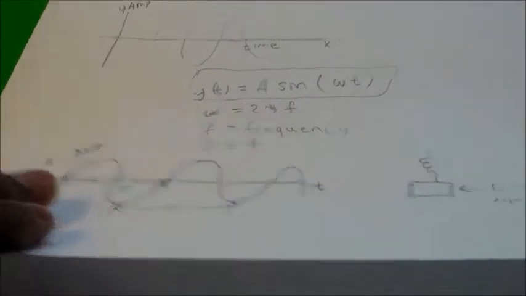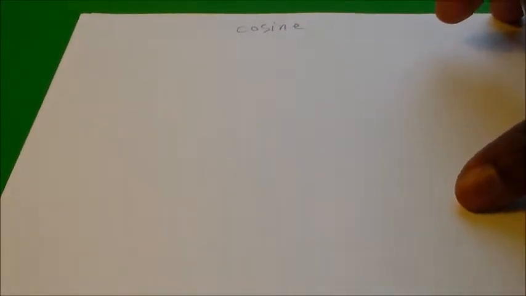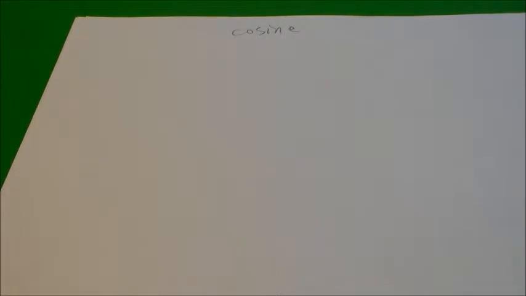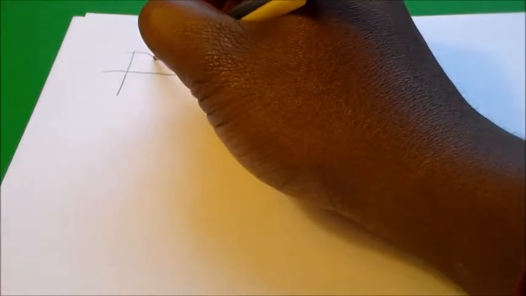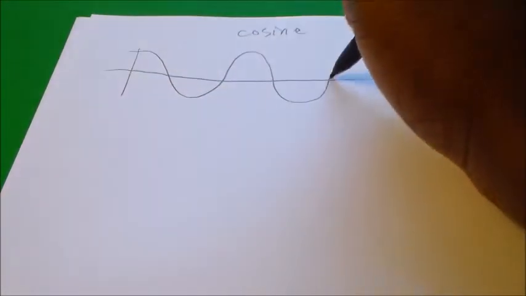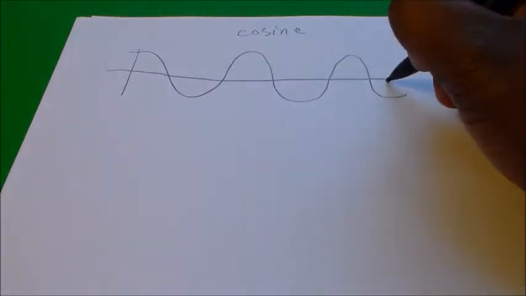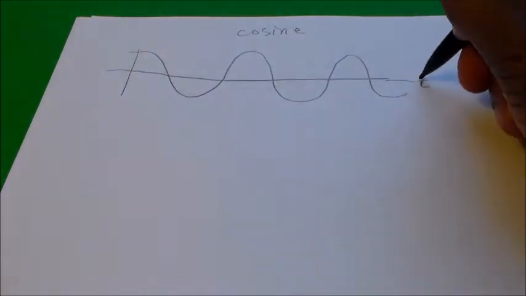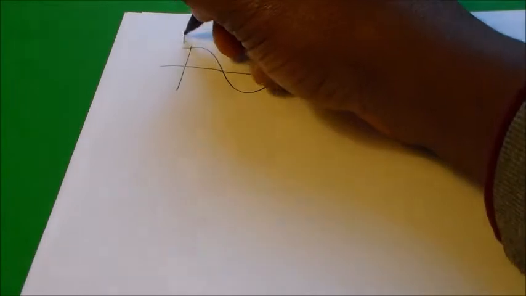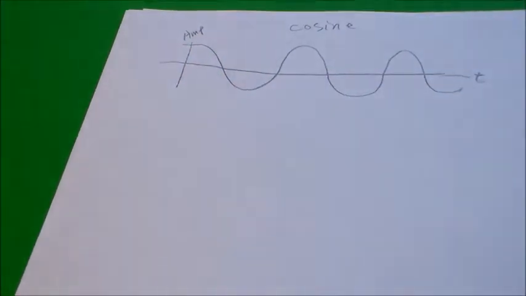All right, so now I mentioned before, we can also express the phenomenon using cosine. So if you recall, a cosine wave starts at its maximum amplitude, goes down, up, so on and so forth. Again, on our x-axis we have time, and our y-axis we have amplitude.